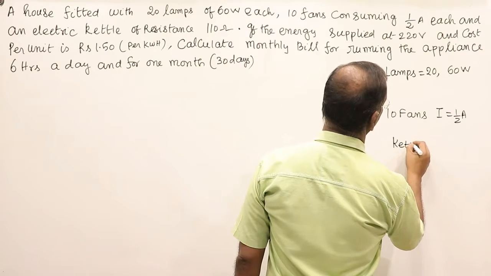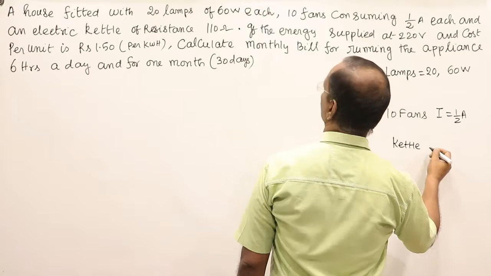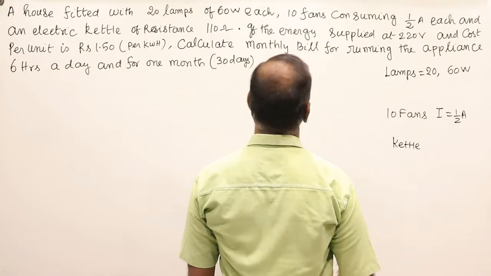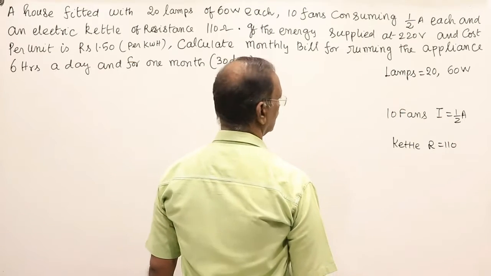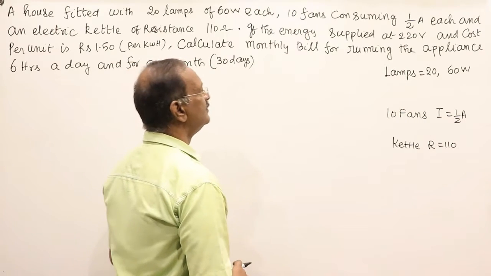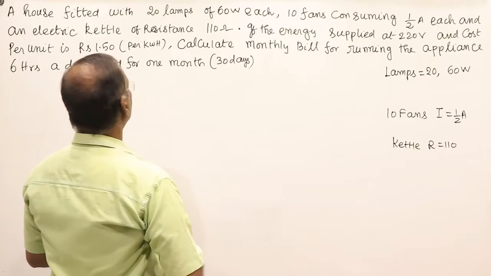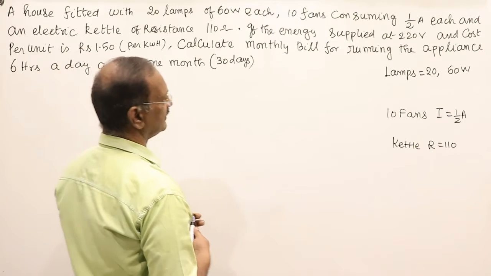The kettle has a resistance equal to 110 ohm. So find the energy consumed for a month if it runs for 6 hours a day.